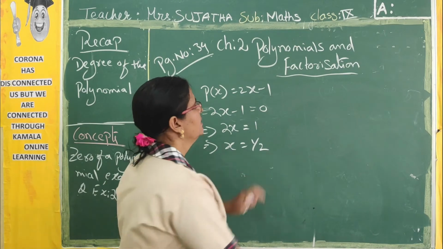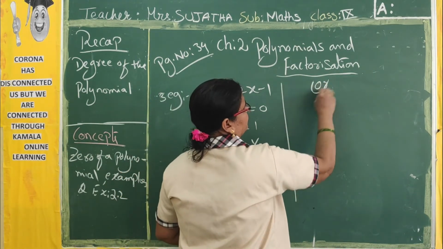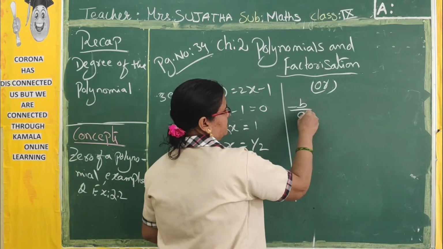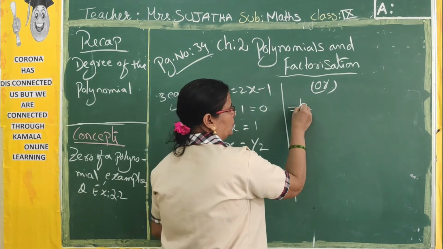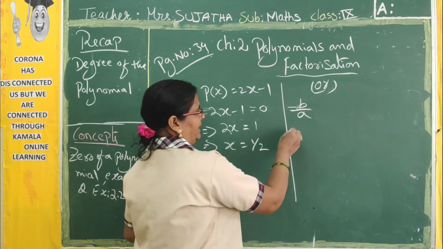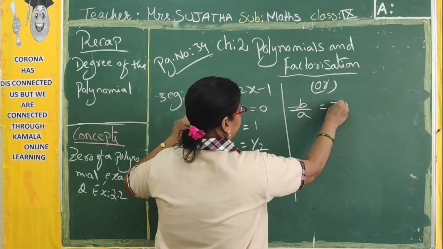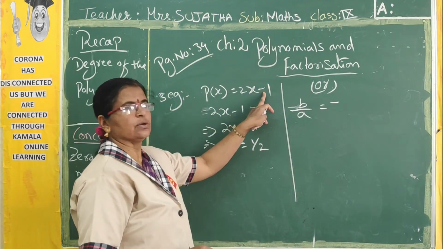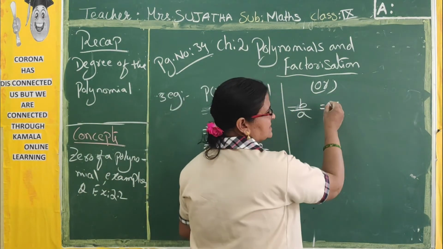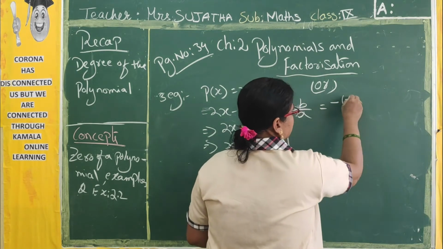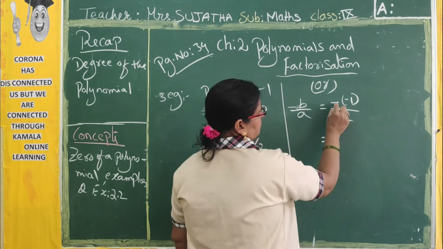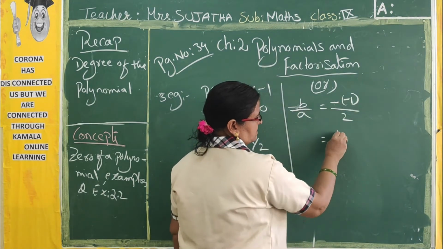Otherwise, use the formula. What is the formula to find the 0 of a linear polynomial? Minus b by a. If you know this, you can do it directly. Now, what is the b value here? B is equal to minus 1, A is equal to 2. The minus in the formula, then b value is minus 1, by the a value 2. That is minus into minus, plus 1 by 2.